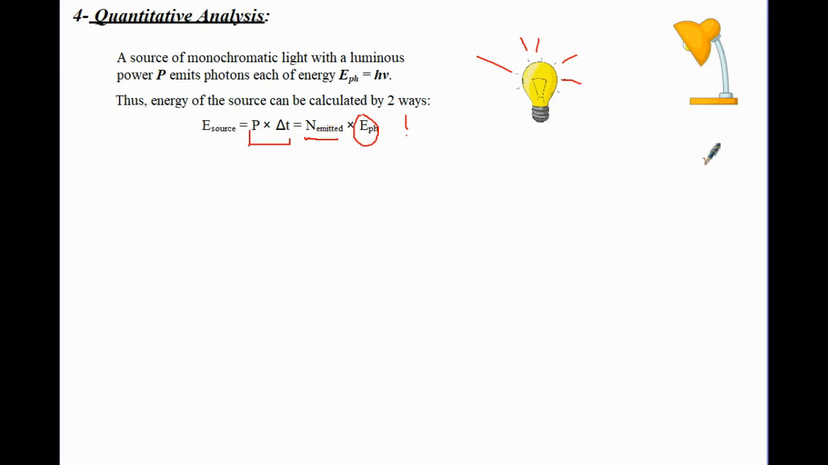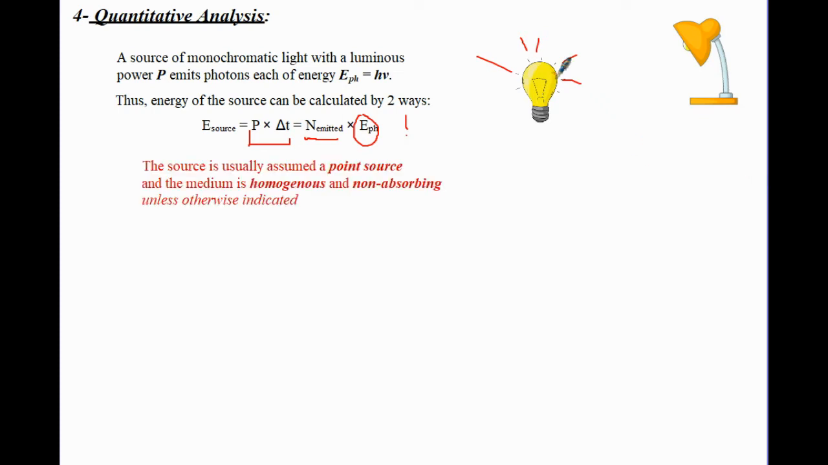Now, an assumption that we should always take into consideration as well: the light source here is usually assumed as a point source, not as an object with dimensions. The medium where light propagates is assumed homogeneous, so that when light moves to the left side, it moves to the right side with the same speed and with the same amount. It moves down also and up. It moves in all directions equally with the same probability.